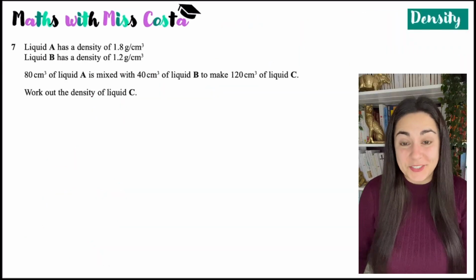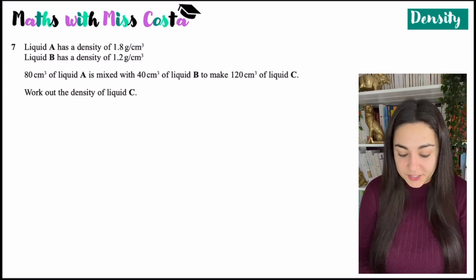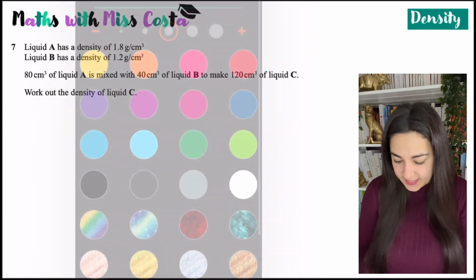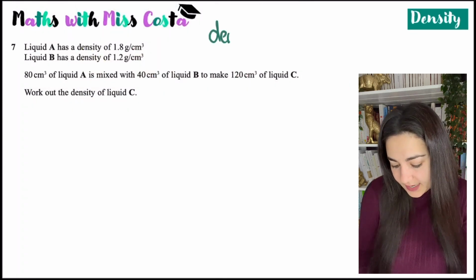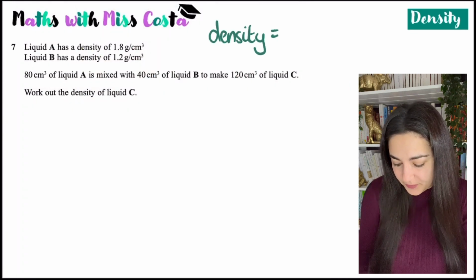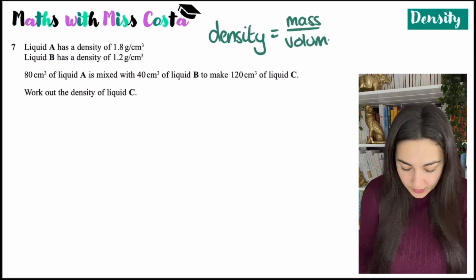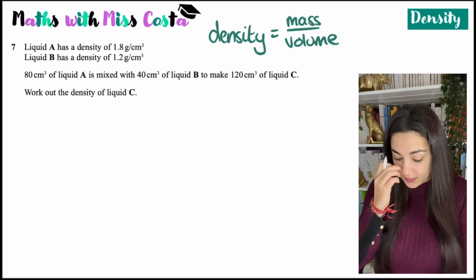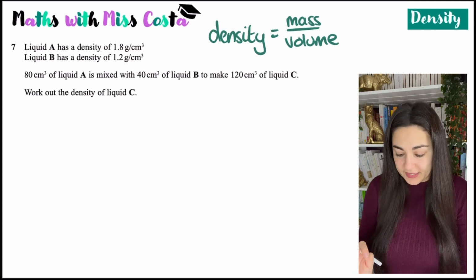Okay, so in this question, we're dealing with density. So it's good to know the formula for density, which is density is mass over volume. Okay, so we're told that liquid A has a density of 1.8 grams per centimetre cubed and B has a density of 1.2 grams per centimetre cubed.